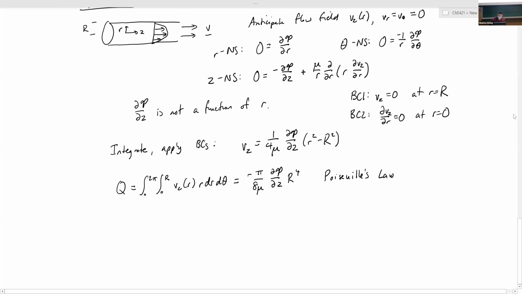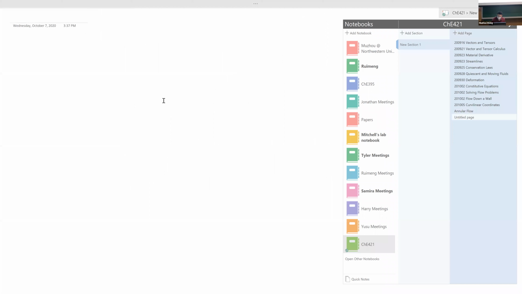Okay. I can give myself a new section. What we're going to talk about now is a pretty famous problem. It's called Stokes' first problem. It's going to look a little different than the two relatively simple problems that we had talked about earlier.